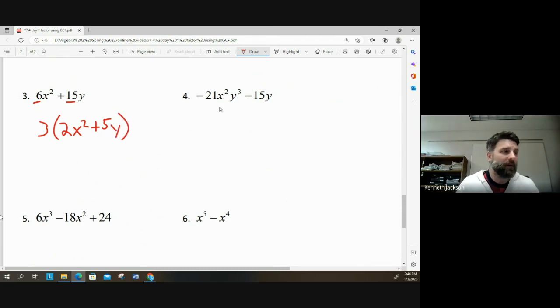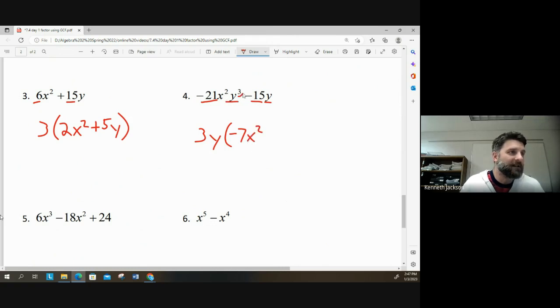On number 4, between 21 and 15, I could factor out a 3. 3 would go into both 21 and 15. This first term has an x, the second term does not, so I can't pull an x out. Both of these have a y in it, so I could pull a y out. 3y is the GCF. What times 3 is negative 21? Well, that's minus 7. I need x squared, so I need x squared.